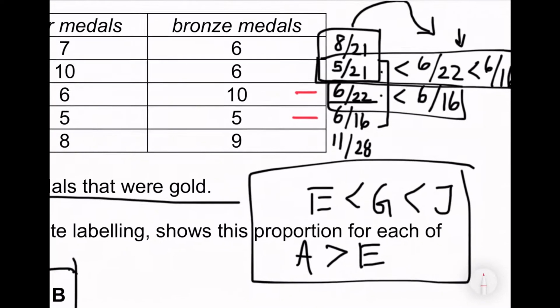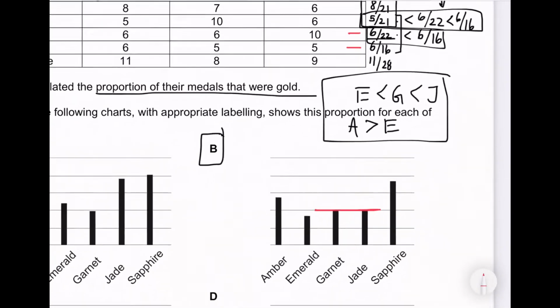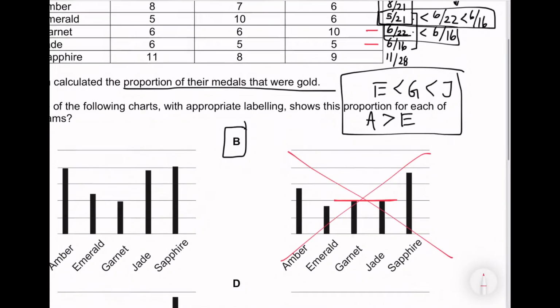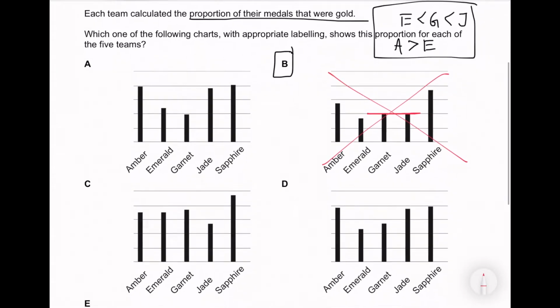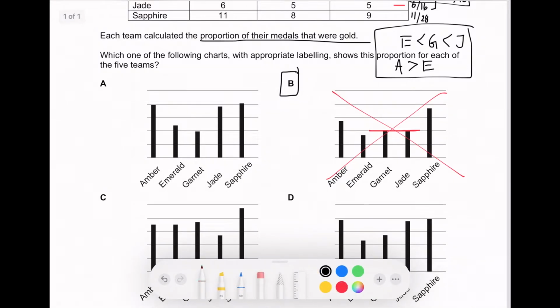16. Those aren't equal fractions. We know that 6 out of 16 is larger than 6 out of 22. So this can't be the right chart. B is not correct. Let's take a look at A. Sorry for jumping around, but let's take a look at A.